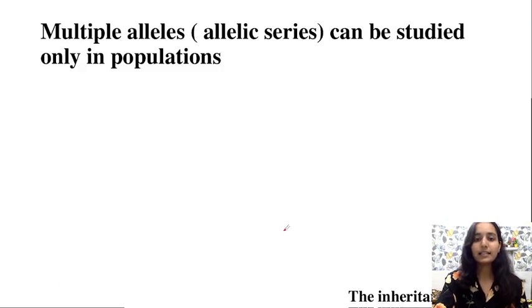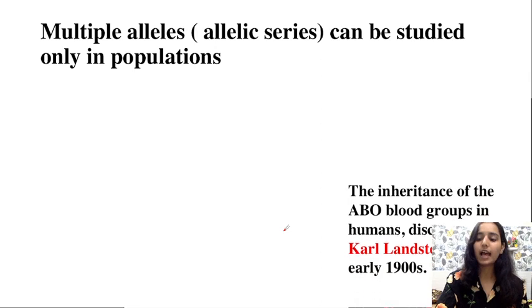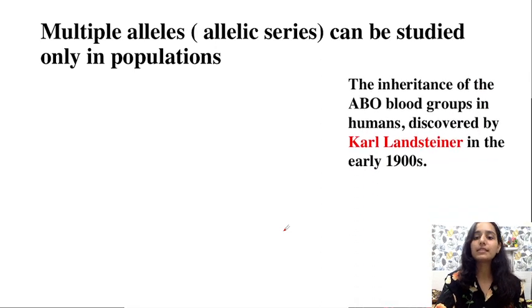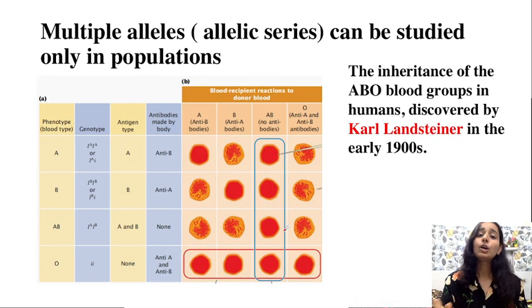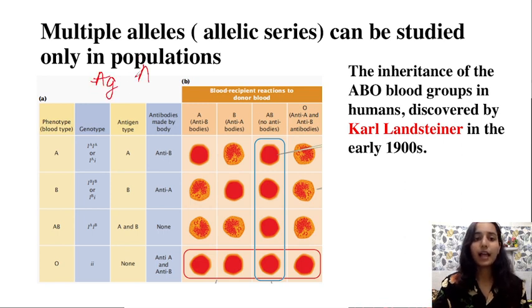These multiple alleles are also known as an allelic series, and the ABO blood group was first discovered by Karl Landsteiner. He took blood samples and serum from his co-workers and carried out various mix and matches, suggesting that not just antigens but antibodies are also present in blood groups.